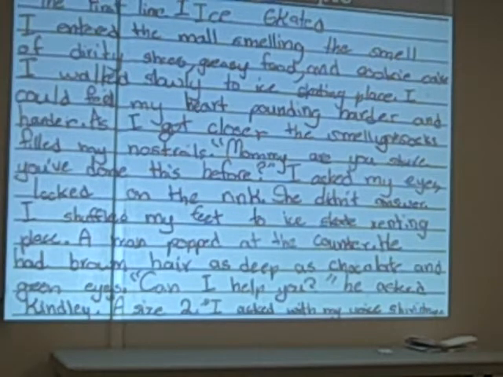Using the language of the rubric, or your own thoughts that go along with that. The beginning is awesome and so visual. The beginning of it would be where she, you know, I heard the smelling, or the smell of dirty shoes, greasy food, and cake. So the beginning was very descriptive.